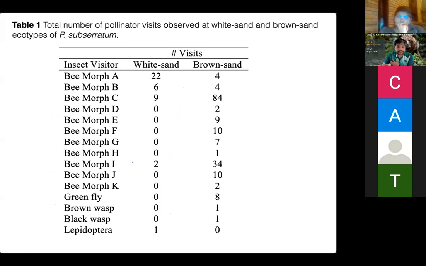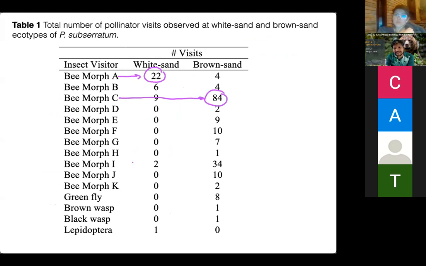And finally, the table. The table shows the visitors for flowers: if you're a brown sand tree, you most likely get the morph C. But if you are the white sand tree, you get mostly morph A. And you'll be like, why doesn't she identify them to the species level? Like, why can't she tell the species name?